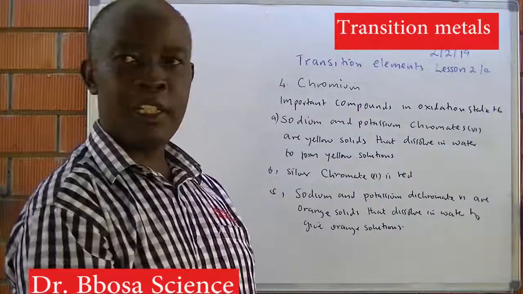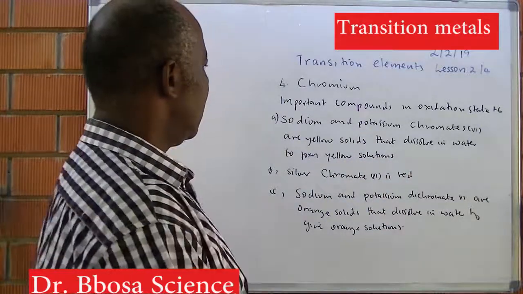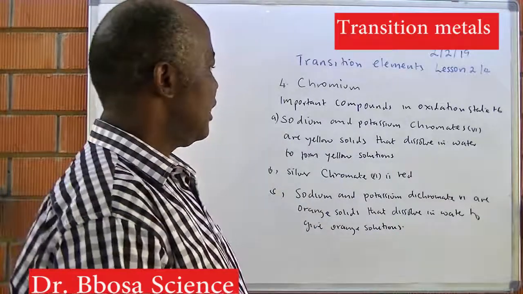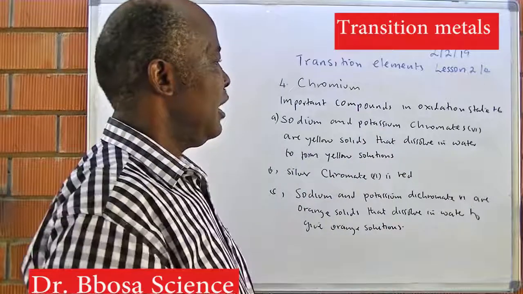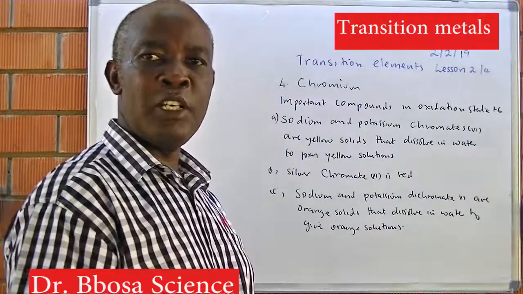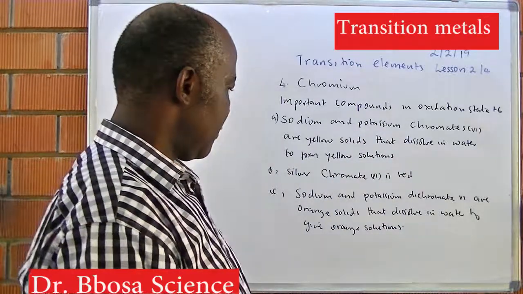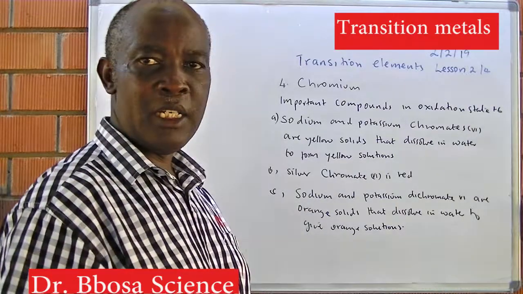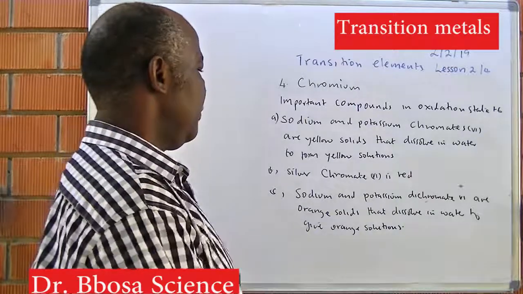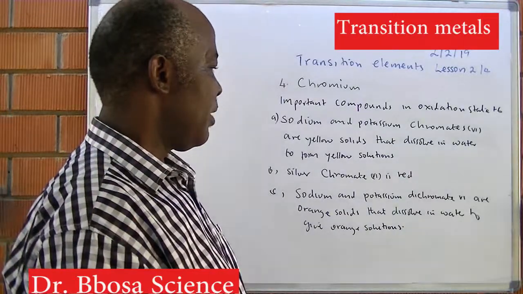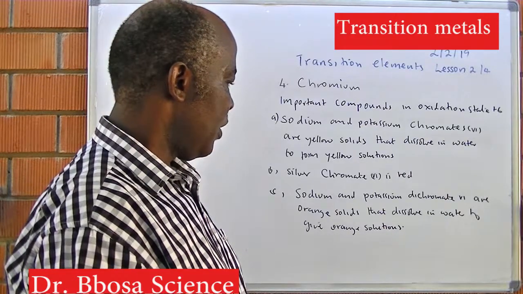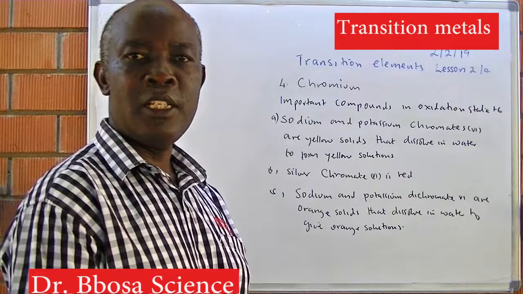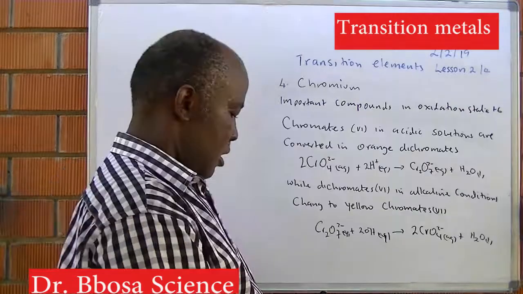Important compounds in oxidation state +6. A. Sodium and potassium chromates(VI) are yellow solids that dissolve in water to give yellow solutions. B. Silver chromate(VI) is red. C. Sodium and potassium dichromates are orange solids that dissolve in water to give orange solutions.